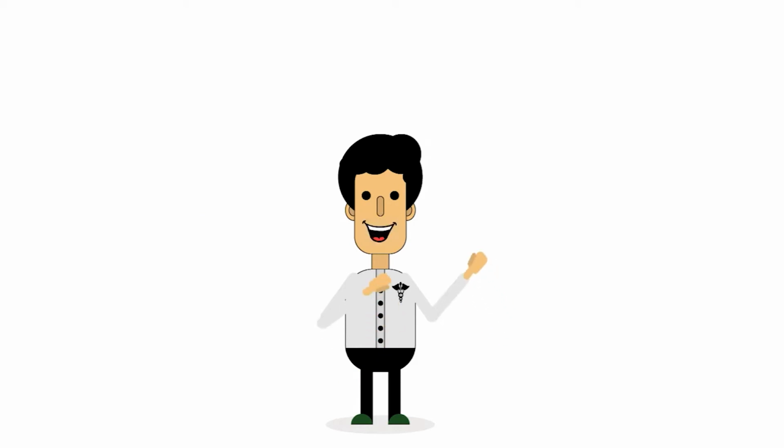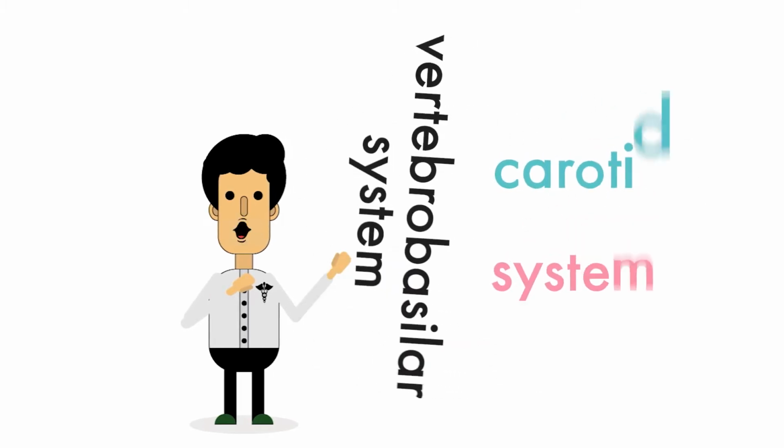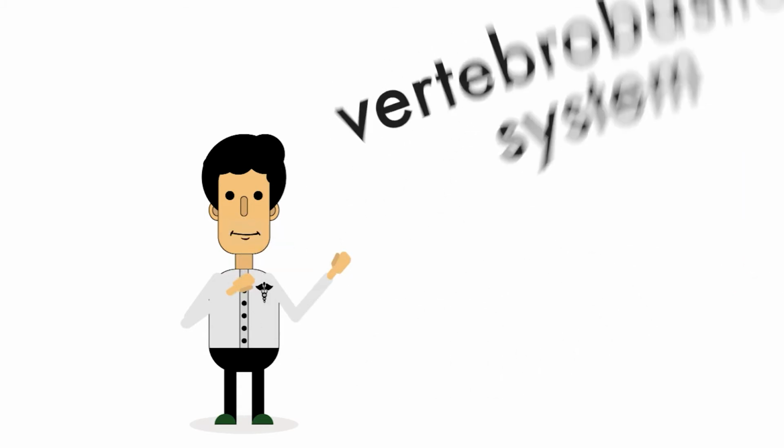Welcome. In the previous video we talked about the cerebral blood flow, and we said there were two systems. We talked about the vertebrobasilar system in the previous video, and in this video we'll talk about the carotid system.